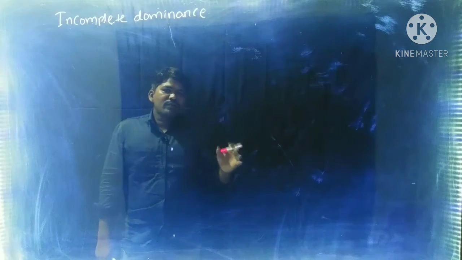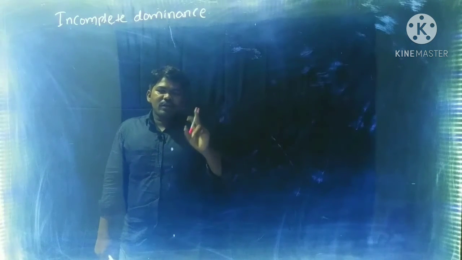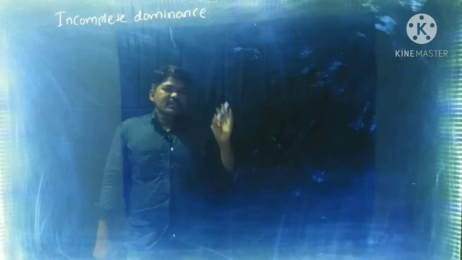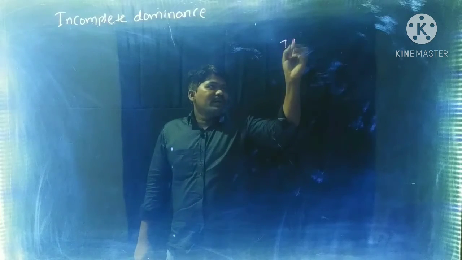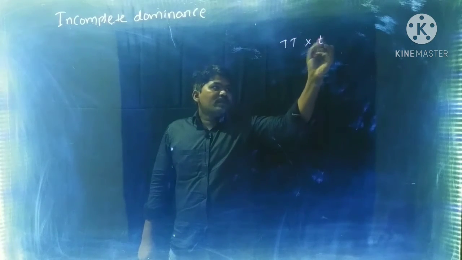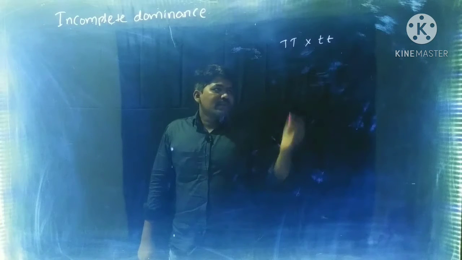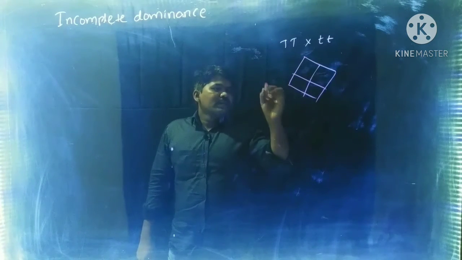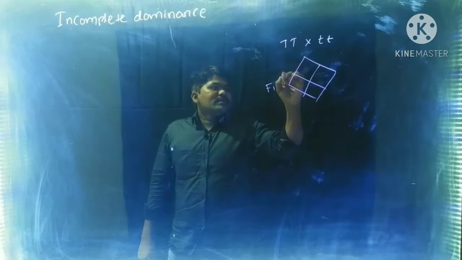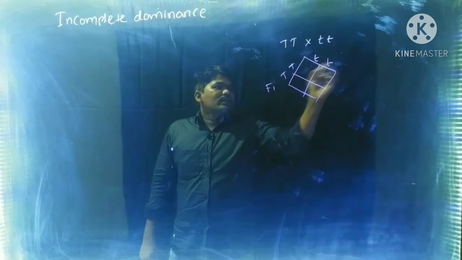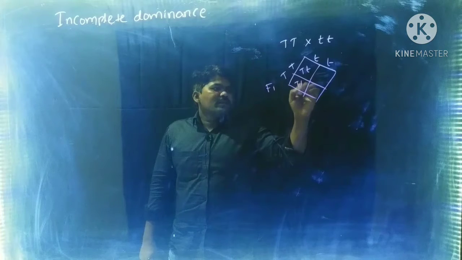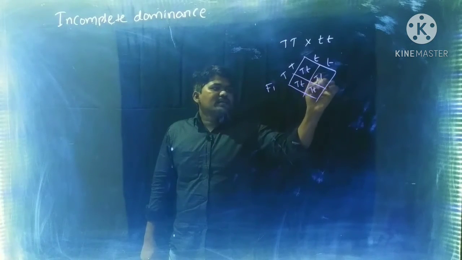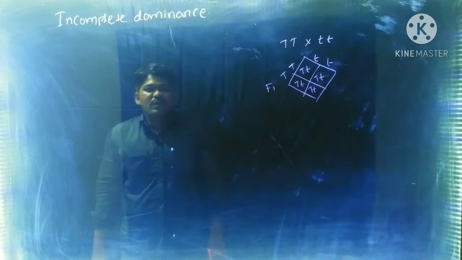According to Mendel's law of dominance, what happened? Only one dominant character is expressed in the F1 generation. See here, Mendel crossed the homozygous dominant plant with the homozygous recessive plant. In the F1 generation, all plants formed are dominant plants only, which contain only the dominant character, that is tall. That is about the law of dominance.